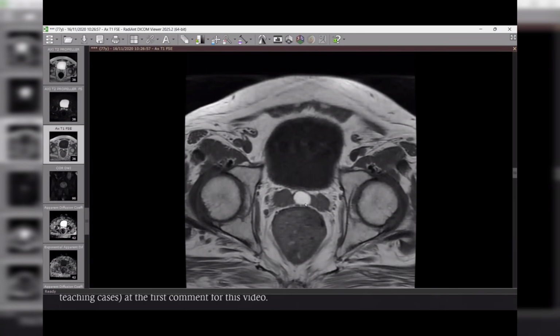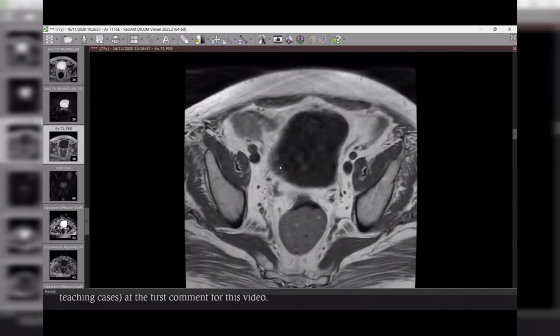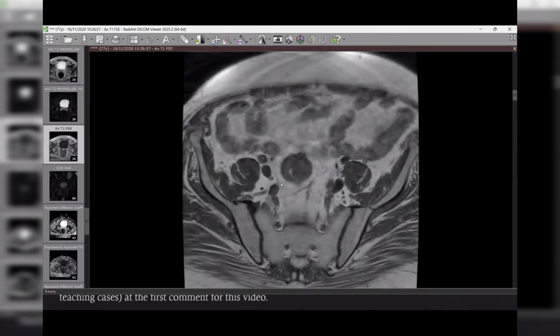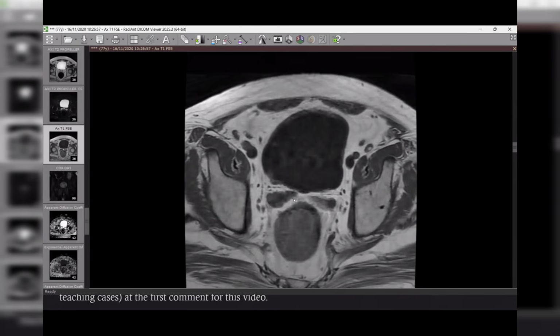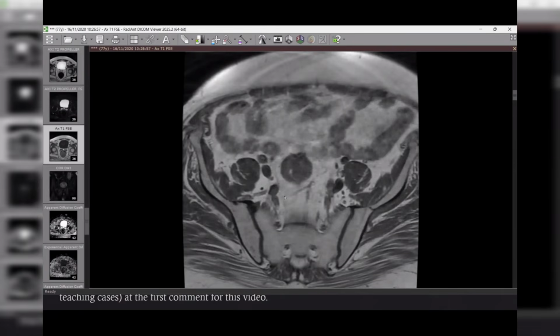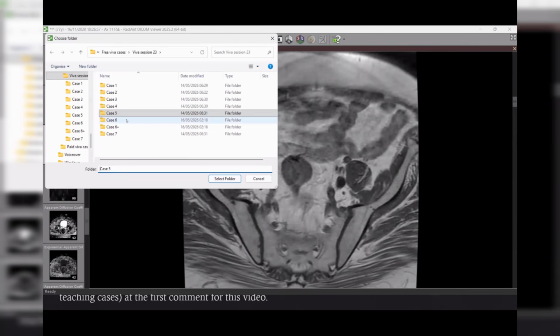Okay, but really, I present this case to focus on the urinary bladder mass. And also we don't have any pathologically enlarged lymph nodes. And as you told me before, the best next step is to perform cystoscopy and biopsy. Okay. Let's go to this next case.